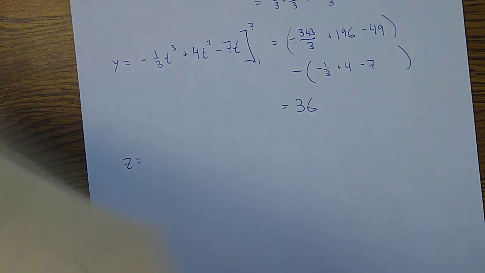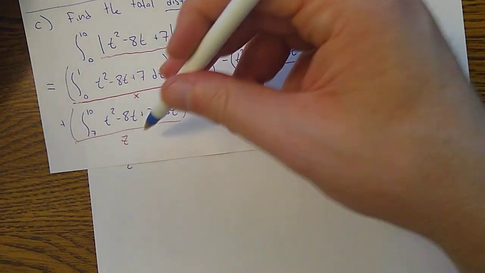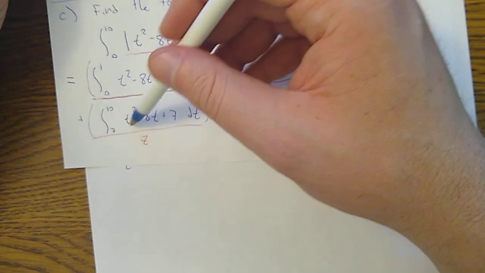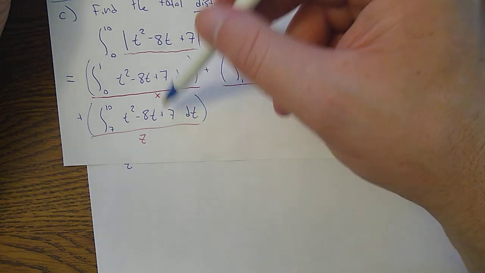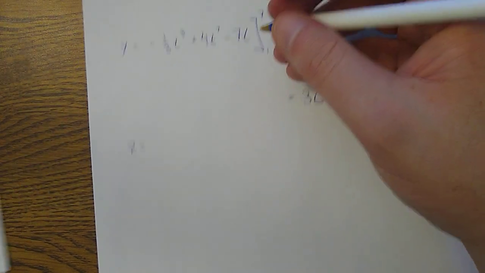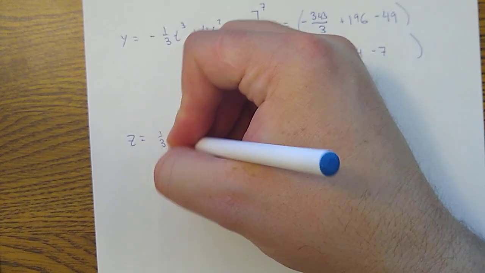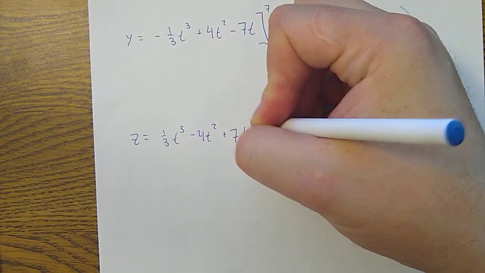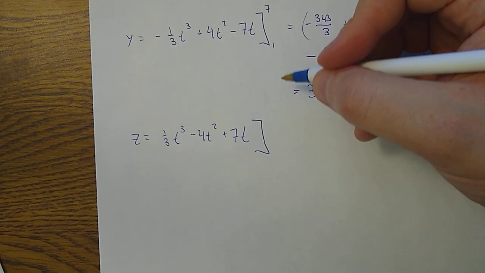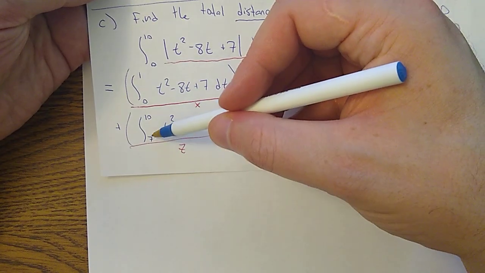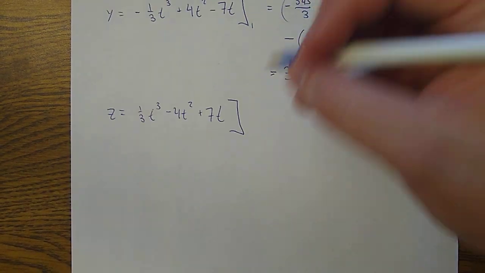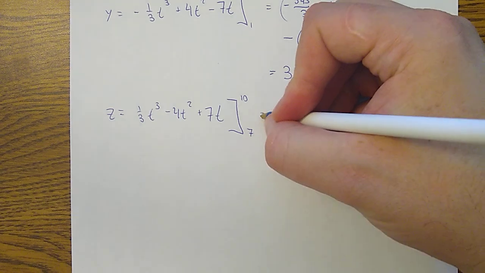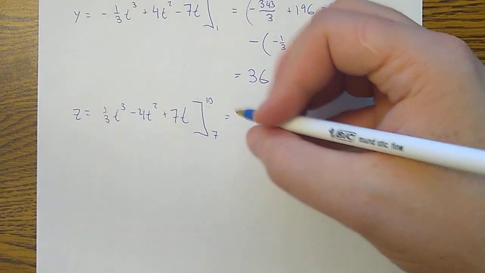And then where were we? We were finding x, y, and z. And I still have to find z. So z is this one, so I'm going to find this antiderivative. Of course, it's the same antiderivative as the first one. So I'm going to go 1/3 t cubed minus 4t squared plus 7t. But this one is from 7 to 10, because that's what this is. Yeah, so I plug this in.